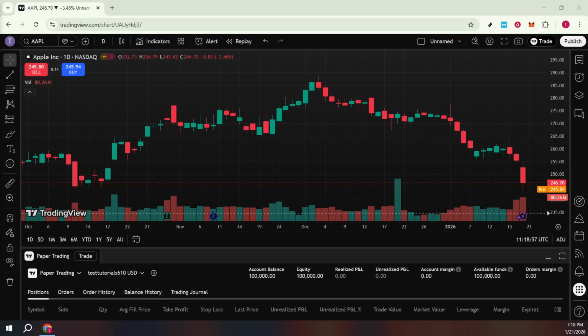In today's video, I'm going to teach you how to place trades on TradingView. First, open TradingView and load the chart you want to trade. Make sure you're on the symbol and time frame that match your plan.